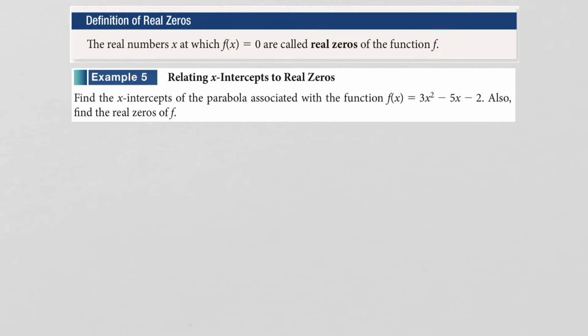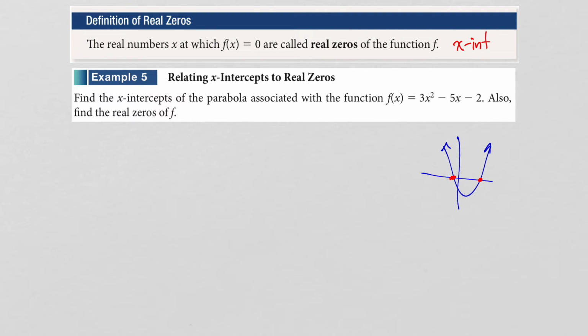Next, we're going to talk about the real zeros of a quadratic function. So the real numbers x at which f of x is equal to 0 are called the real zeros of the function f. Now, this is not just true for parabolas, it's true for all functions. Basically, if you just think of a graph, the real zeros are the values of x where the graph crosses the x-axis. So real zeros really is the same thing as the x-intercepts.